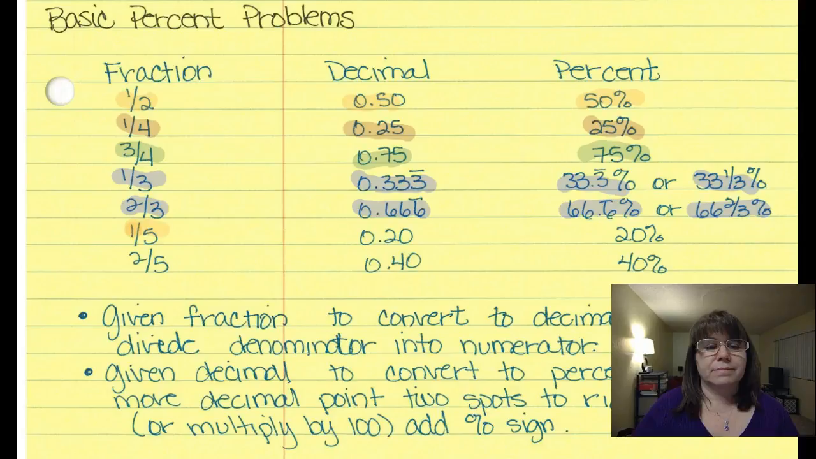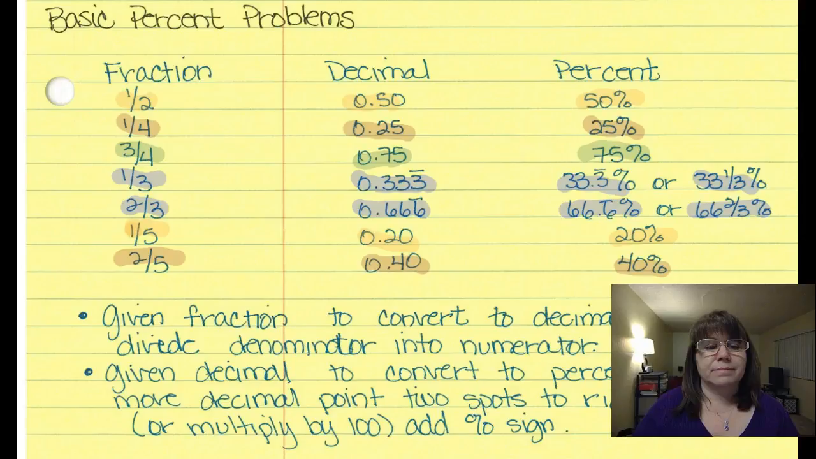1/5 is very common. That's 0.2, which is 20%. 2/5 is 0.4, 40%. You can imagine what 3/5 is. Well, that's 0.6, 60%. 4/5 is 0.8, and that's 80%. So those you usually want to have in your arsenal, just that you know.